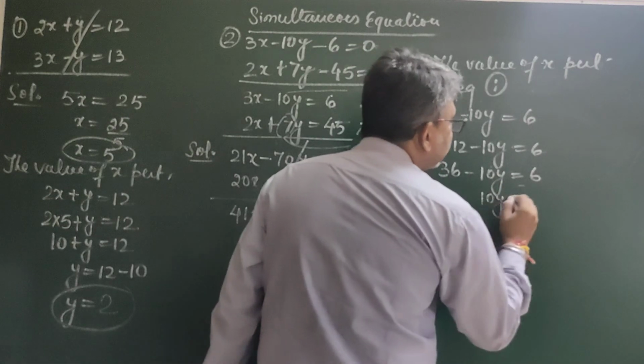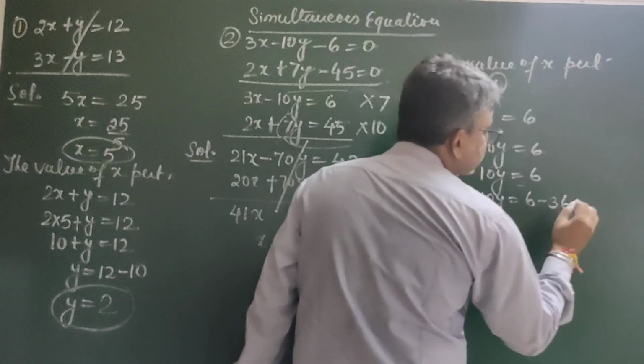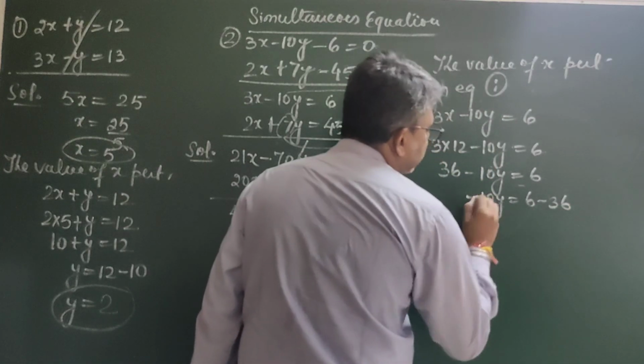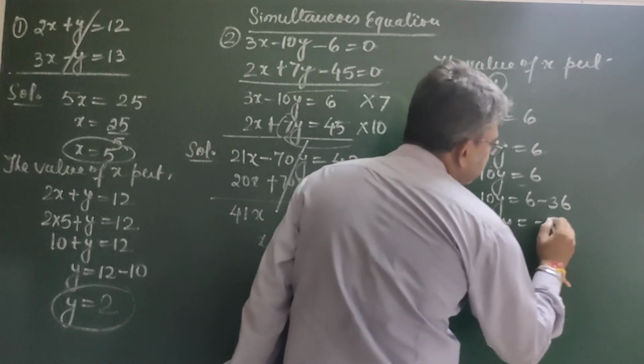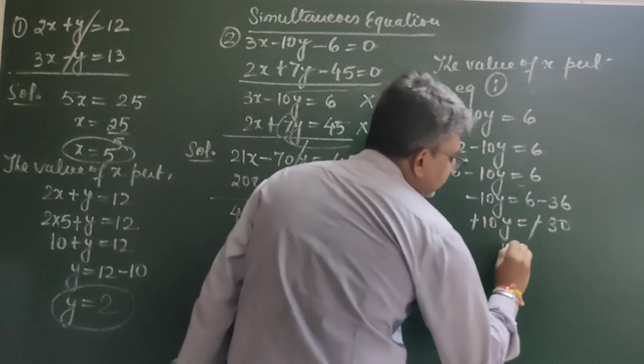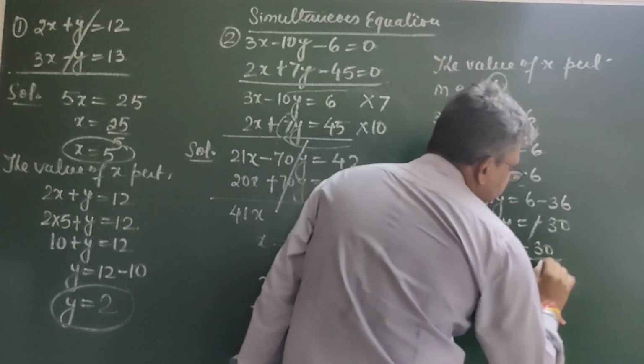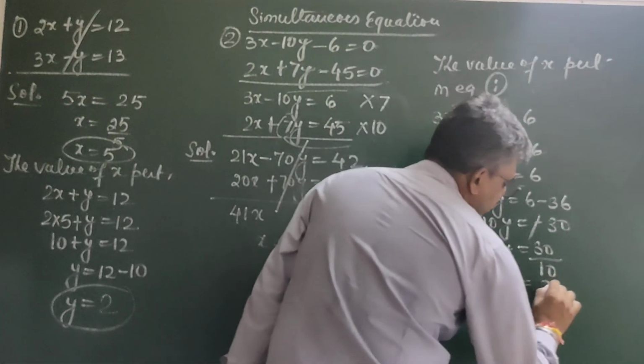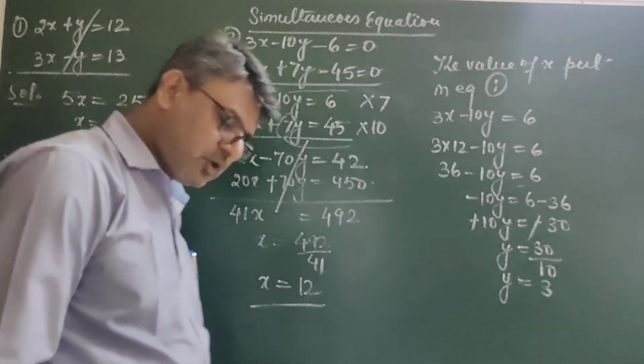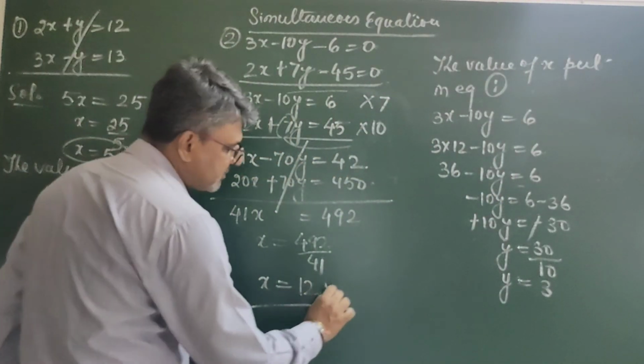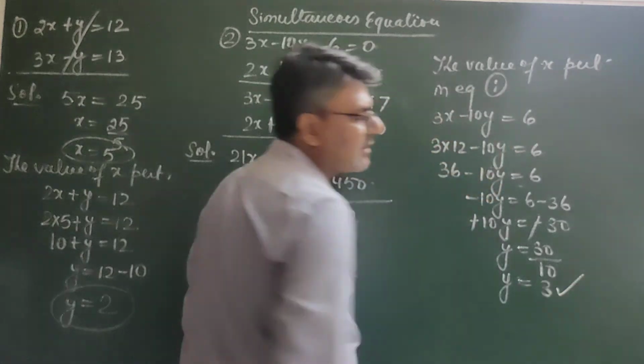Now 10y are equals to 6 minus 36. Now minus 10y are equals to minus 30. Minus cancel. Y are equals to 30 divided by 10. Now y are equals to 3. Both are the answer. X are equals to 12 and y are equals to 3.